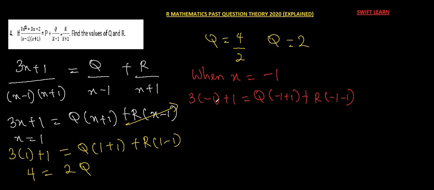3 times minus 1 is minus 3. Minus 3 plus 1 gives you minus 2. This is 0. This will give you minus 2 of r. So divide both sides by minus 2. Your r will give you what? 1. So we have q equals 2 and r equals 1. So that's your final answer for this WAEC question 4. So let's move on to question 5.